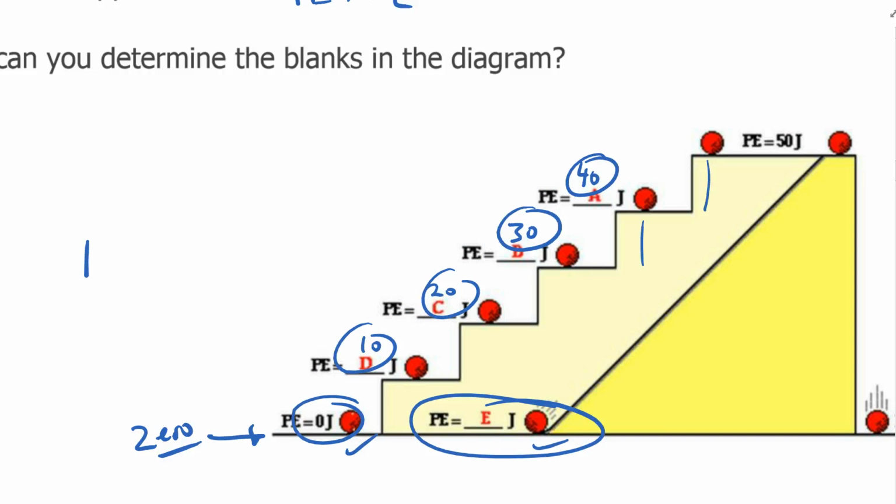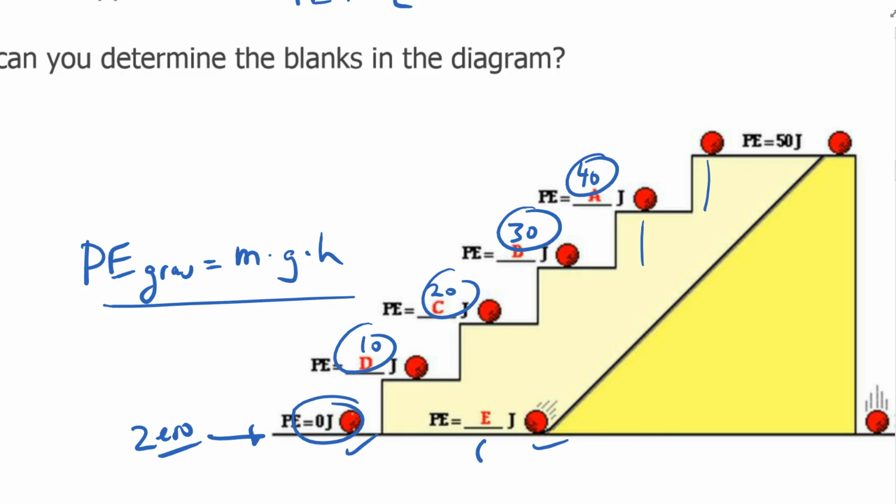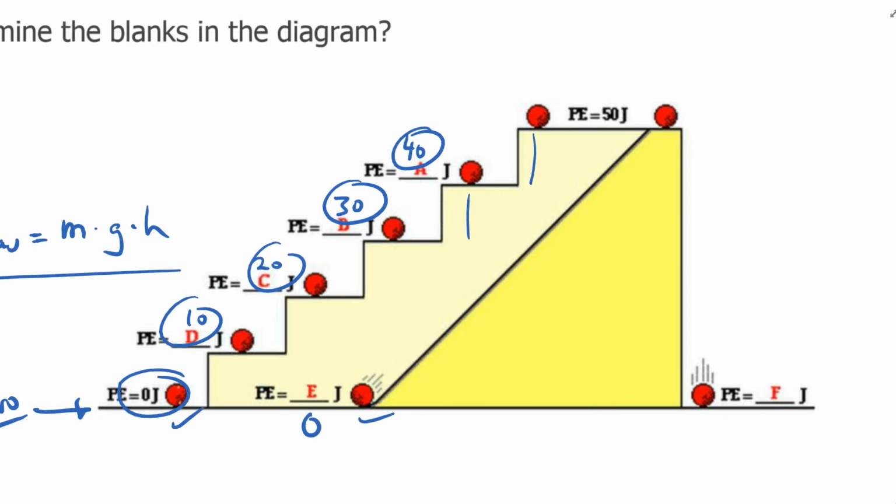Well, let's think. PE gravitational has to do with its mass times the gravitational field strength times the height. Is there any velocity in that formula? No. Does it matter that it's moving there? No. So, in other words, this answer will also be 0 joules.